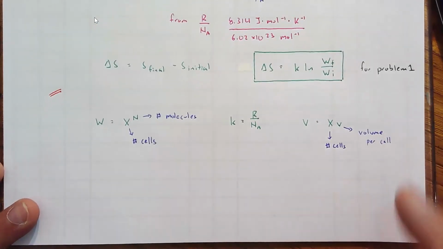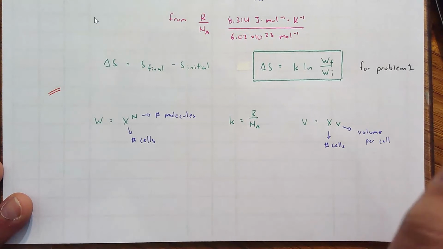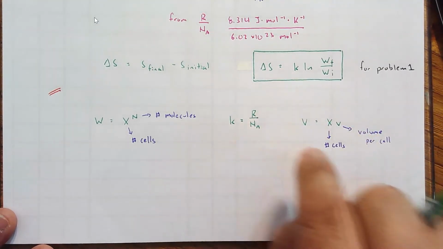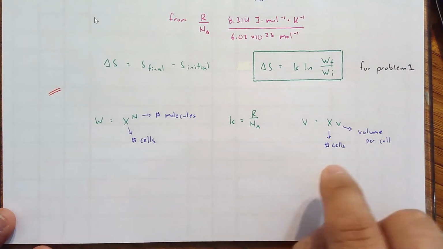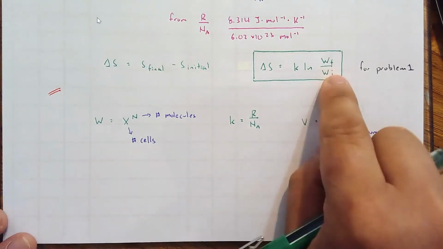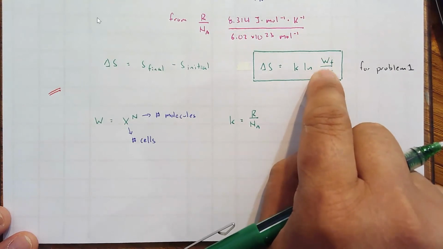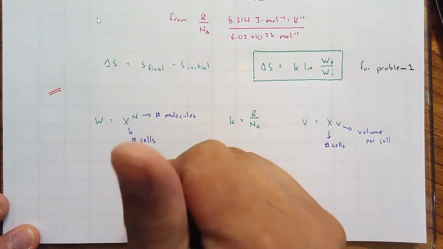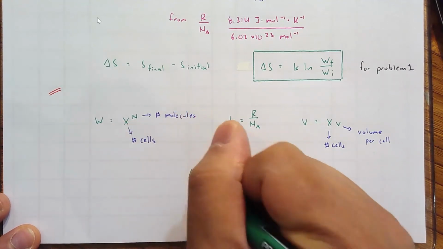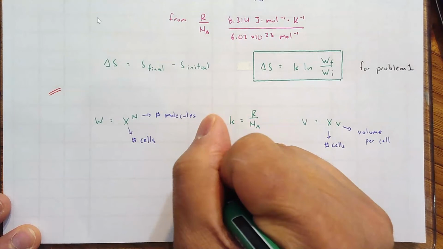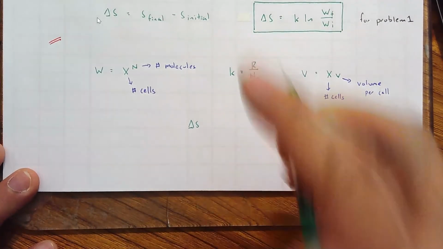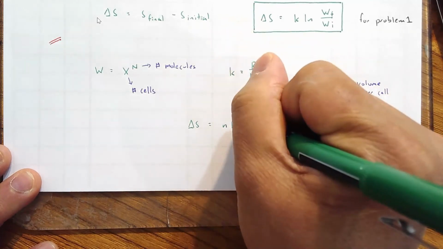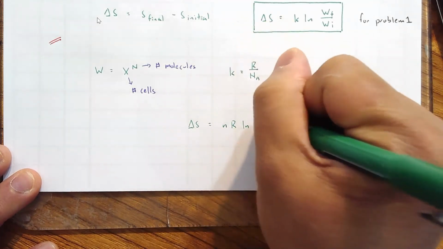Now, I'm not going to show you the derivation, but what could you do? You could replace k, right, with this. Eventually, we're going to replace the number of cells when we divide, then final minus initial. Ultimately, this is the equation that I would put in a box on the equation sheet. Delta S, change in S, equals n R ln of V final over V initial.